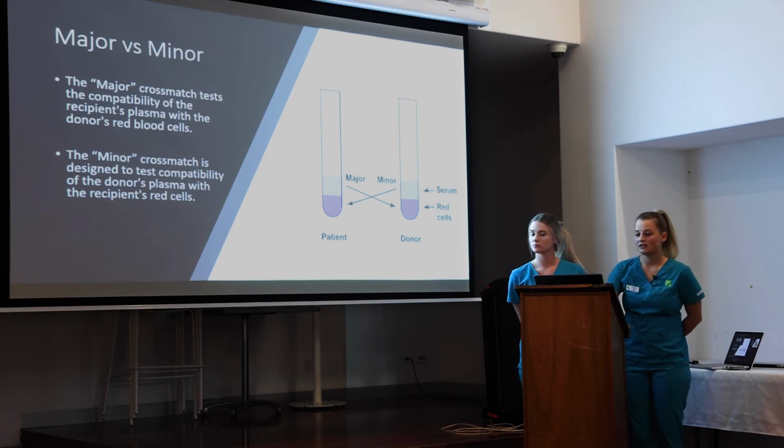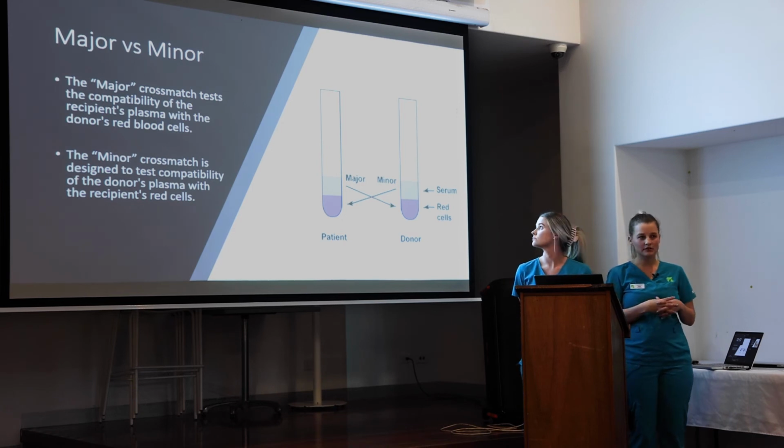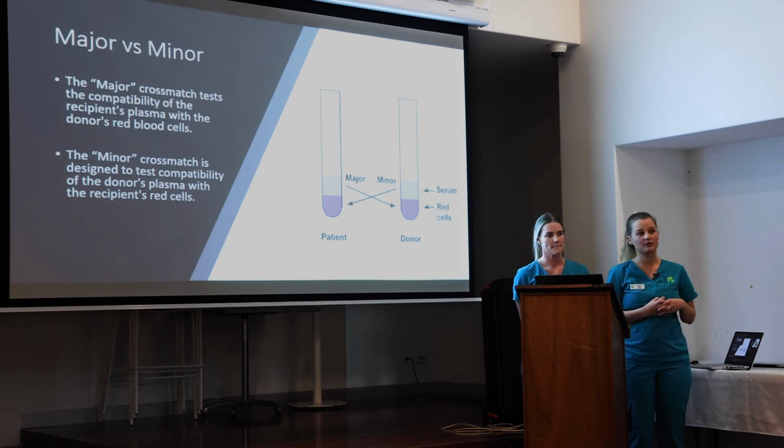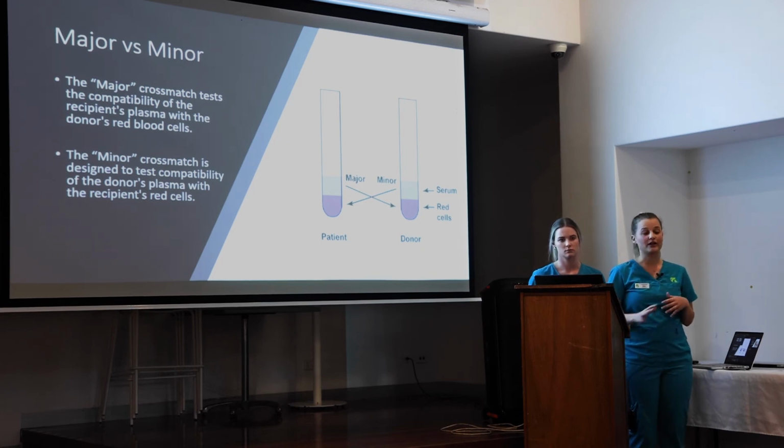Major and minor cross-matches can be done manually by cell washing and incubating samples to test compatibility. This is quite a long process and there are some pre-made kits out there that make it a lot easier and less time-consuming. But basically, a major cross-match is a method that you will always use whenever you cross-match. However, if your patient has recurring anemia or needs ongoing transfusions, it is ideal that you do both a major and a minor, just to prevent this being an ongoing problem.